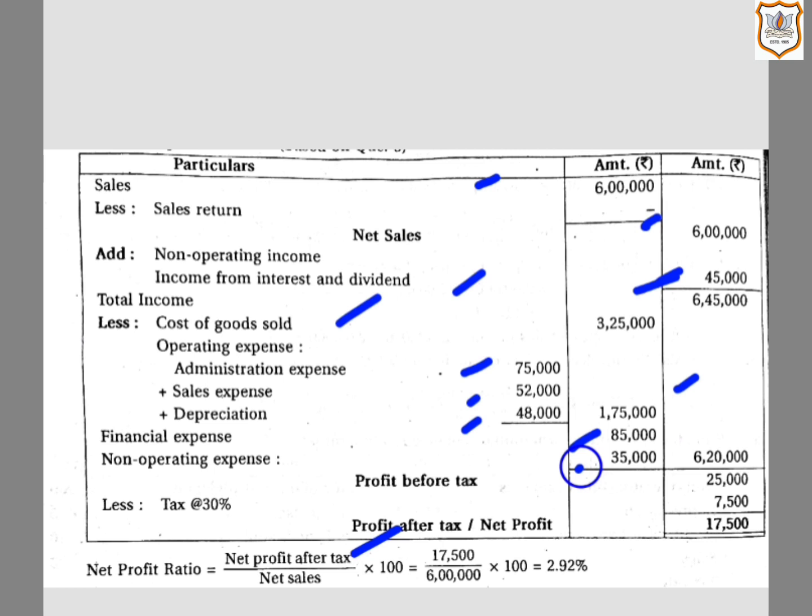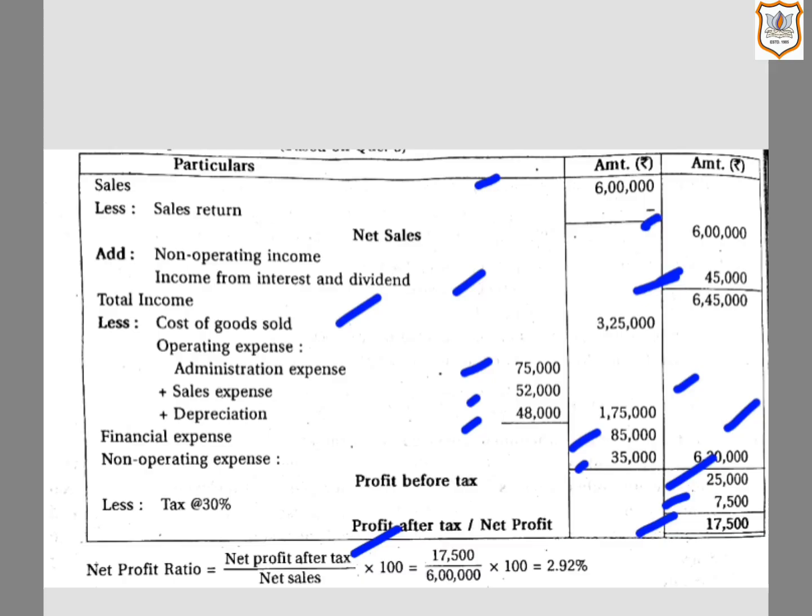So here if we make total of this, we will get 6,20,000. Now from total income, that is 6,45,000, we will deduct 6,20,000, that is expenses. So here we will get profit before tax. After then we will deduct tax, that is 30%. So 30% of 25,000 is 7,500. So if we deduct this, we will get profit after tax, that is 17,500.